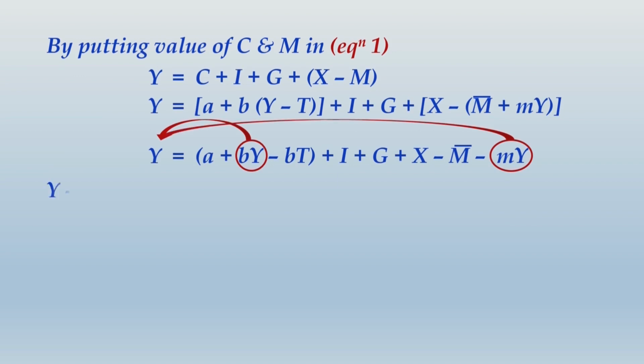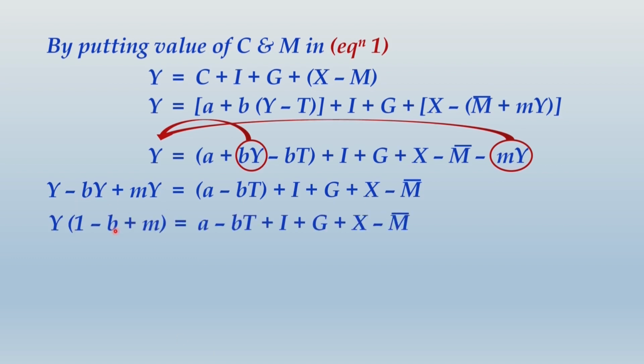So what we get now is, on the left hand side, Y minus BY plus MY, and on the right hand side A minus BT as it is from this term, plus I plus G plus X as it is, and minus M bar as it is from here. Once you get this, notice one thing: on the left hand side you can take variable Y as common. If you do that, what you will get is Y into (1 minus B plus M), and that equals A minus BT plus I plus G plus X minus M bar as it is.